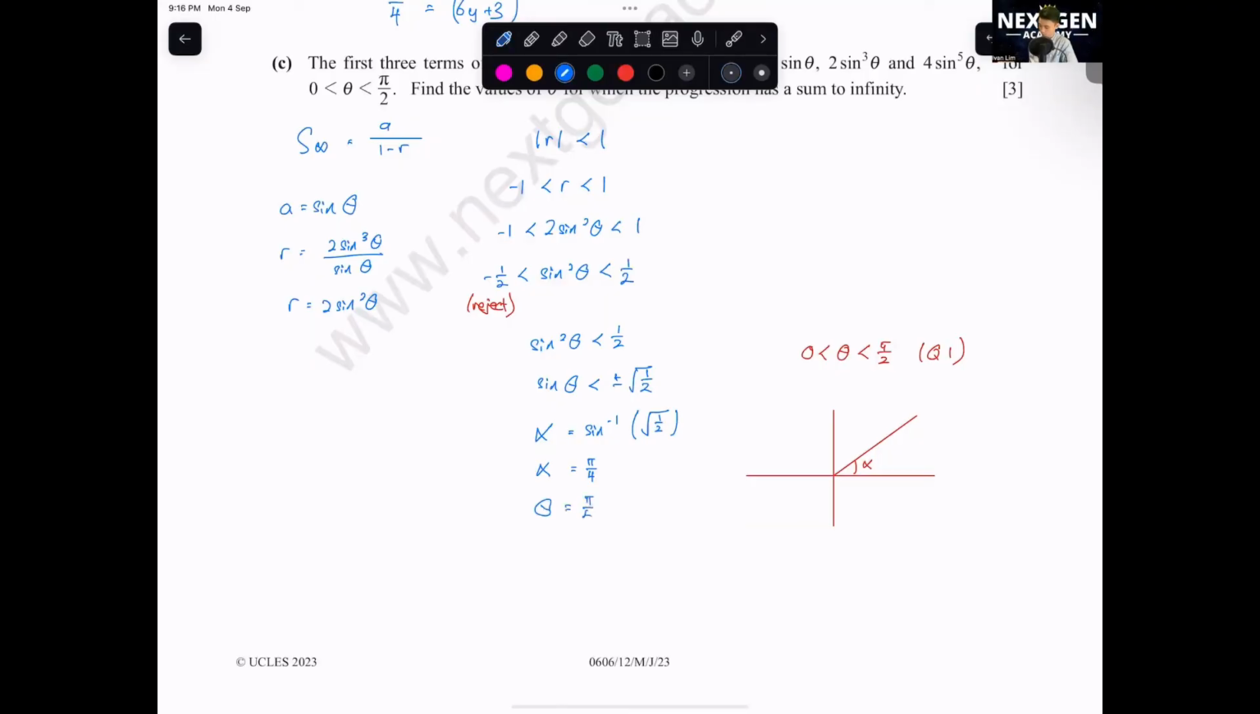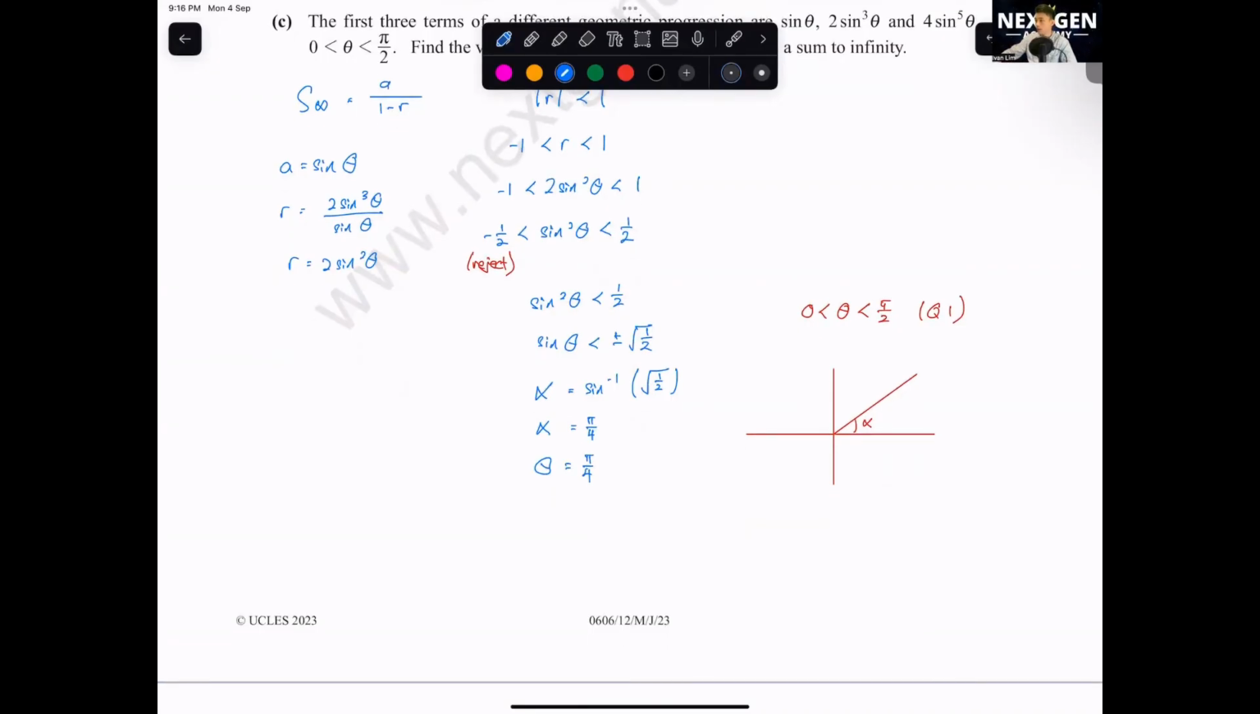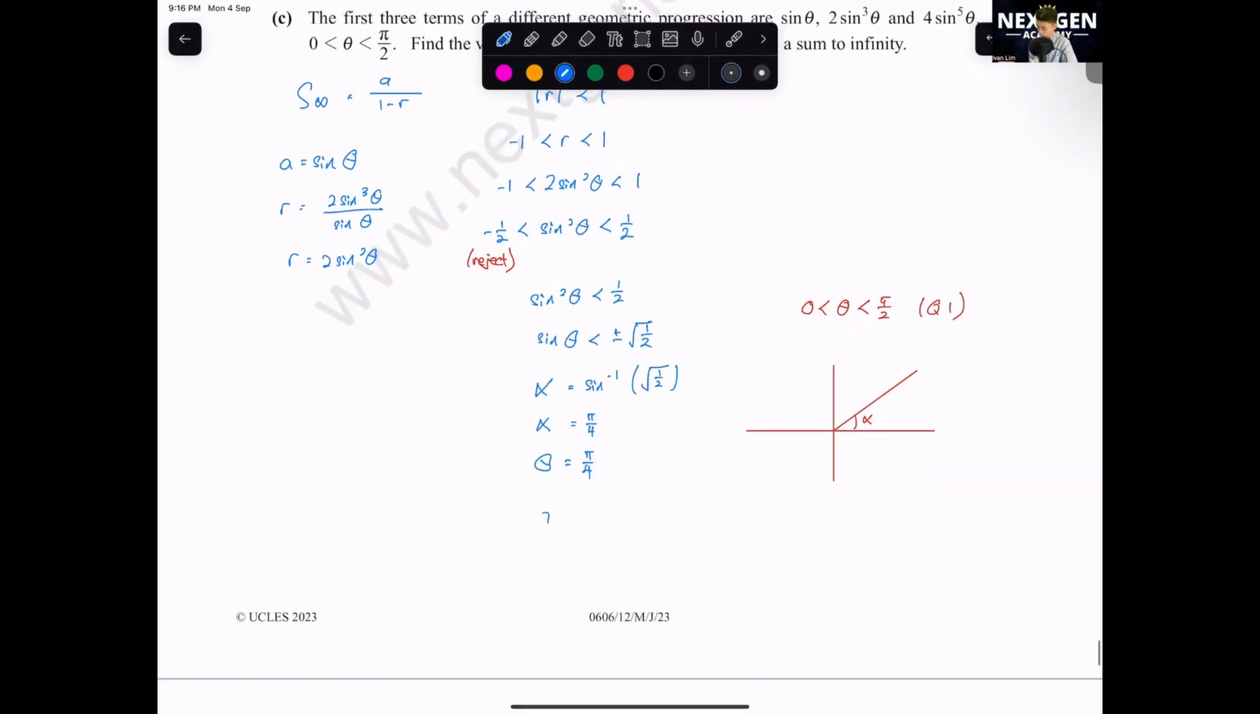Okay, but how do I express this? Because they say it is less than 1 over 2, my final angle that I want to give for the final answer is in between 0 to pi over 4. Okay? All good. Any more questions?